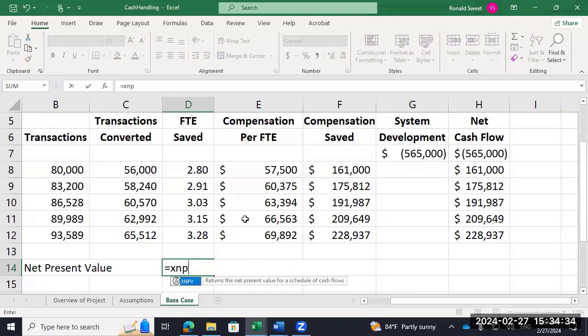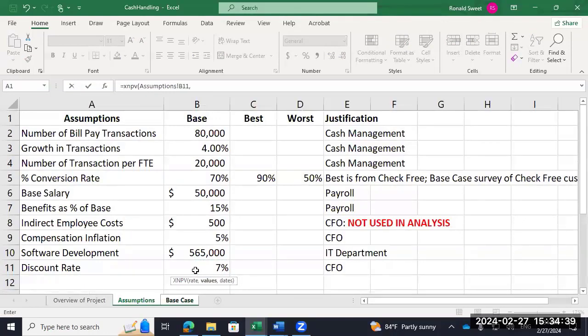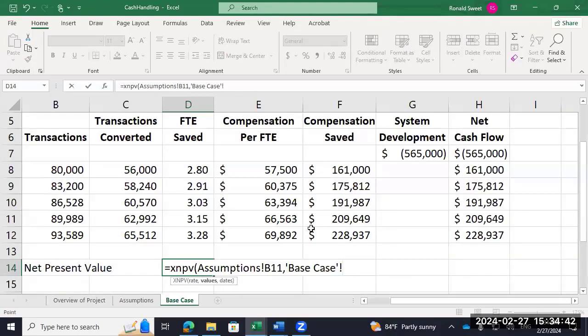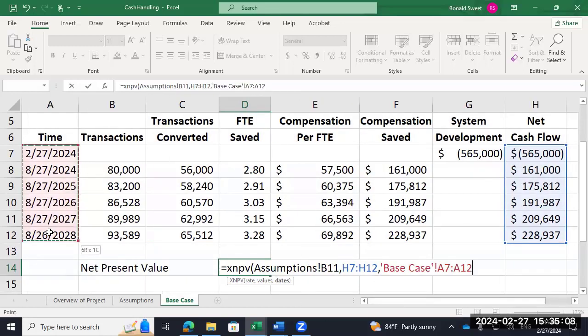So I'm going to do this again. Equal XNPV. I need the rate. So go over to the assumptions and get the rate. Hit the comma. Come back and get the values. So the values are your actual net cash flows. But I don't want the word base case in there. So I'm going to take that out and just have it be the cells. All right. That's going to be real important when you copy it over for the other scenarios. And then what's the last thing he asked for? The dates. Where are those? Right there.